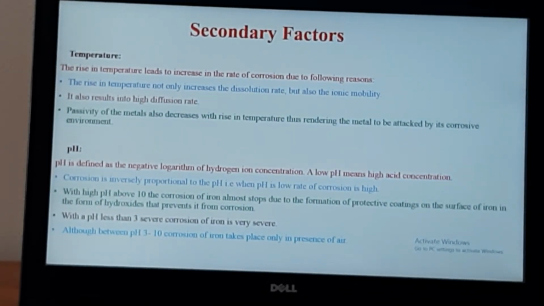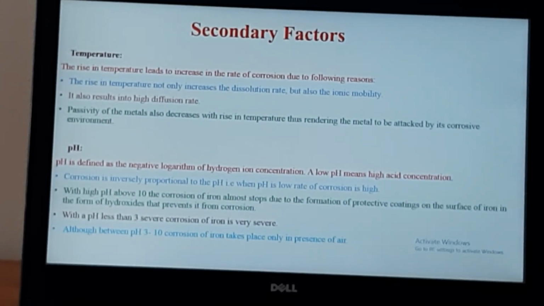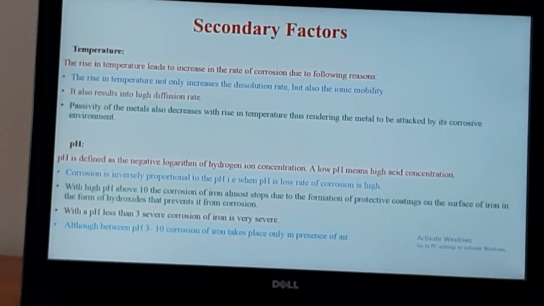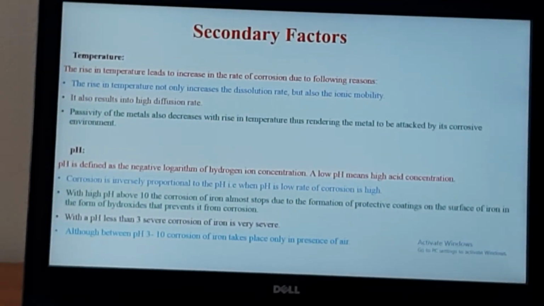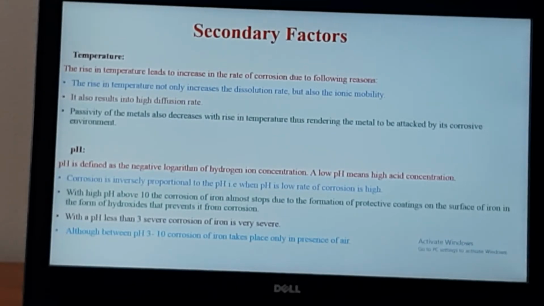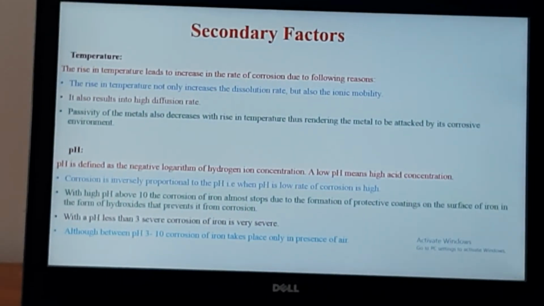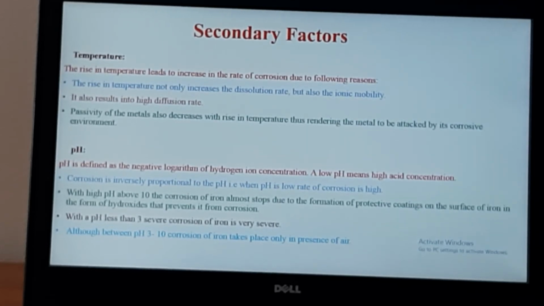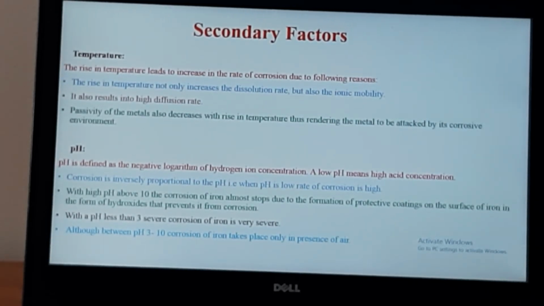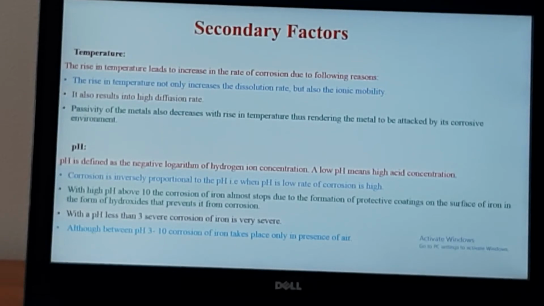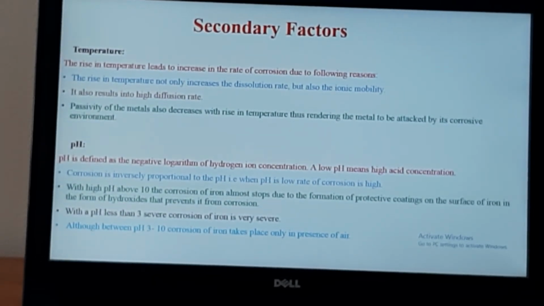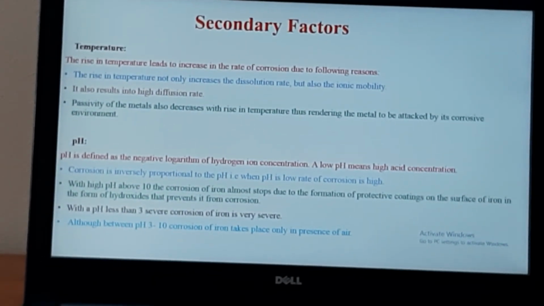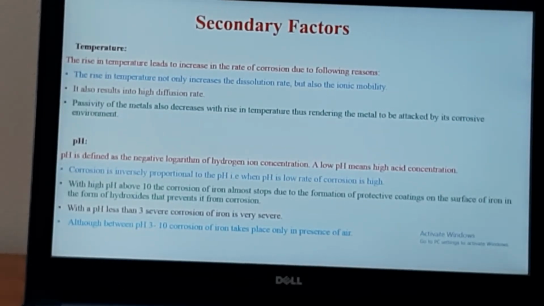At pH above 10, the corrosion of iron is almost nil. But with a pH less than 3, the iron suffers severe corrosion, even in the de-aerated atmosphere. Although between pH 3 to 10, the corrosion of iron takes place in the presence of air.